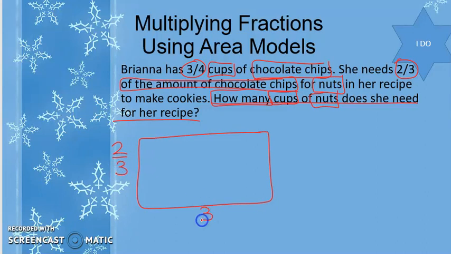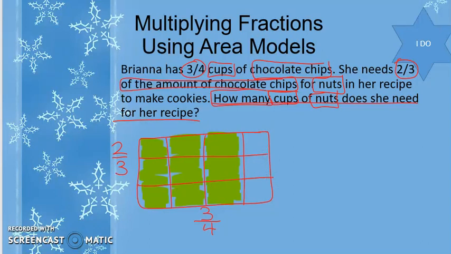of 3/4. So the first thing we're going to do is break apart our rectangle into fourths. And we know that we have 3/4. So we have 3 of these 4 parts that are shaded because we have 3/4 cups of chocolate chips. Next, we're going to break this apart into thirds. And we know that we have 2/3 the amount of nuts as we do chocolate chips.